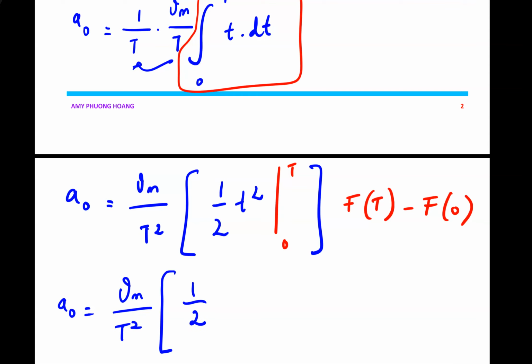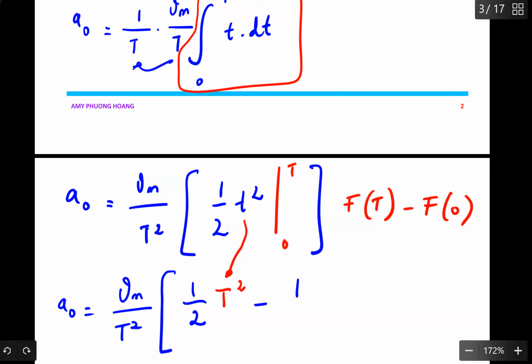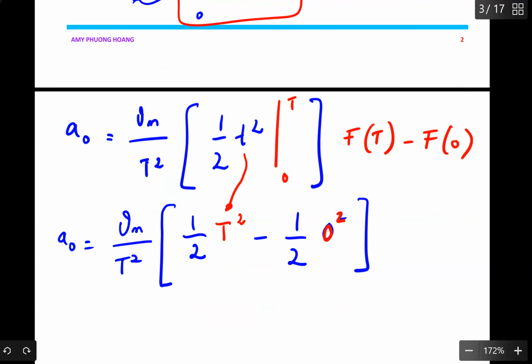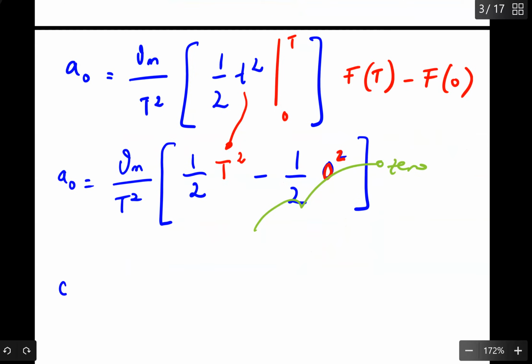Now t, I should write it as the capital T, which is the period, T squared, because I substitute exactly what t is equal to. And the next thing is I will subtract that with a half. Now instead of t squared, I put 0 squared. You see that? I apply the fundamental theorem in this case. And you know that this turned into a 0. And what I have is a naught equal to Vmax T squared over T squared times 2.